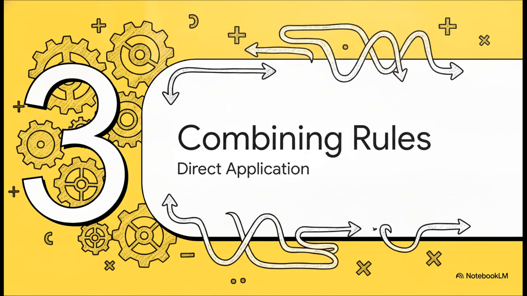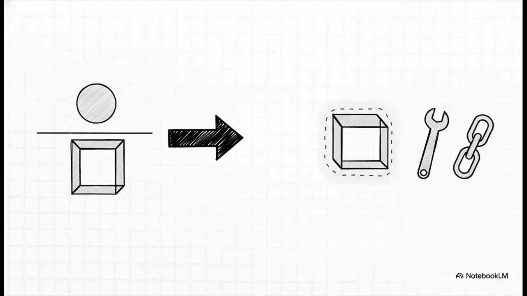Part three, let's start combining derivative rules for some direct application. Let's look at a specific example from the text, where we need to find the derivative of 1 over the quantity 3x squared plus 1 all squared. Now, sure, we could technically use the quotient rule here, but there's a way more efficient way.